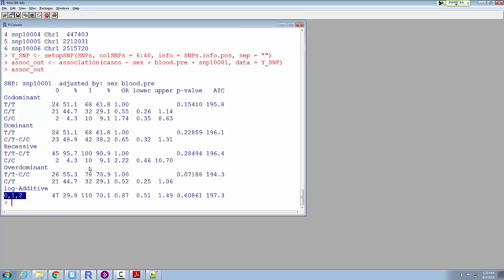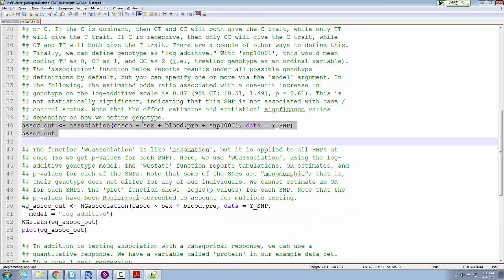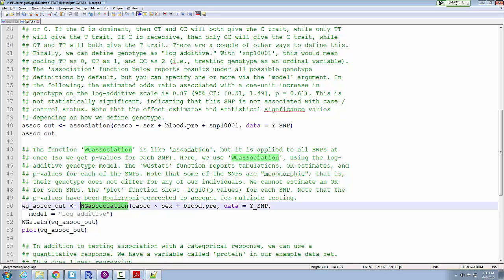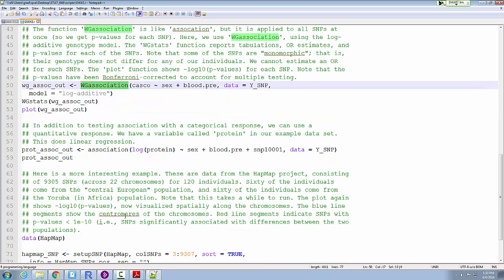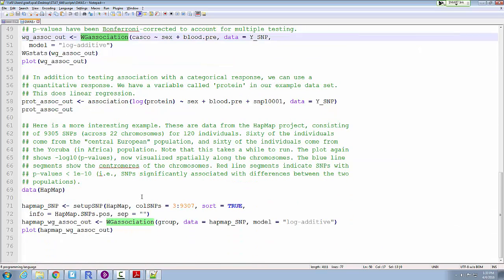Okay, so we will finish there. Association does one-at-a-time tests. There's another function called whole genome association that will go through and do a p-value for every SNP at once for you. These data down here, if you want to try it before next time, are more interesting. These are actual HapMap data. There are 9,000 SNPs and 120 individuals.